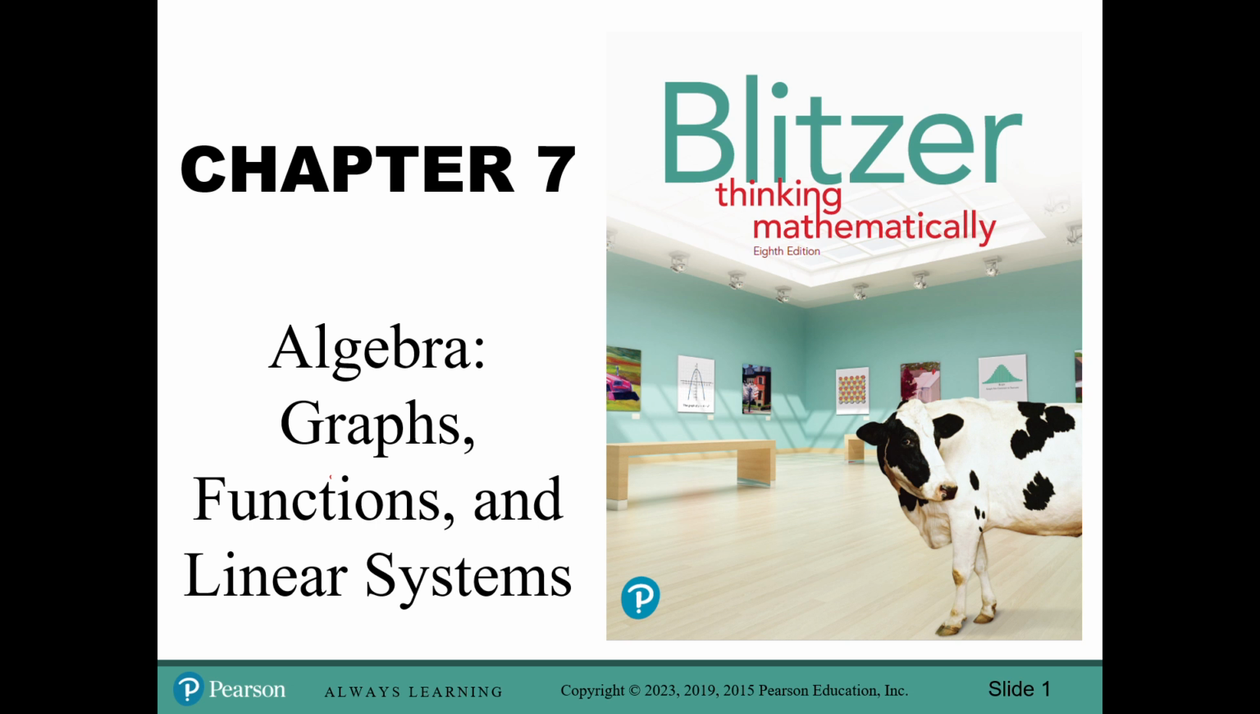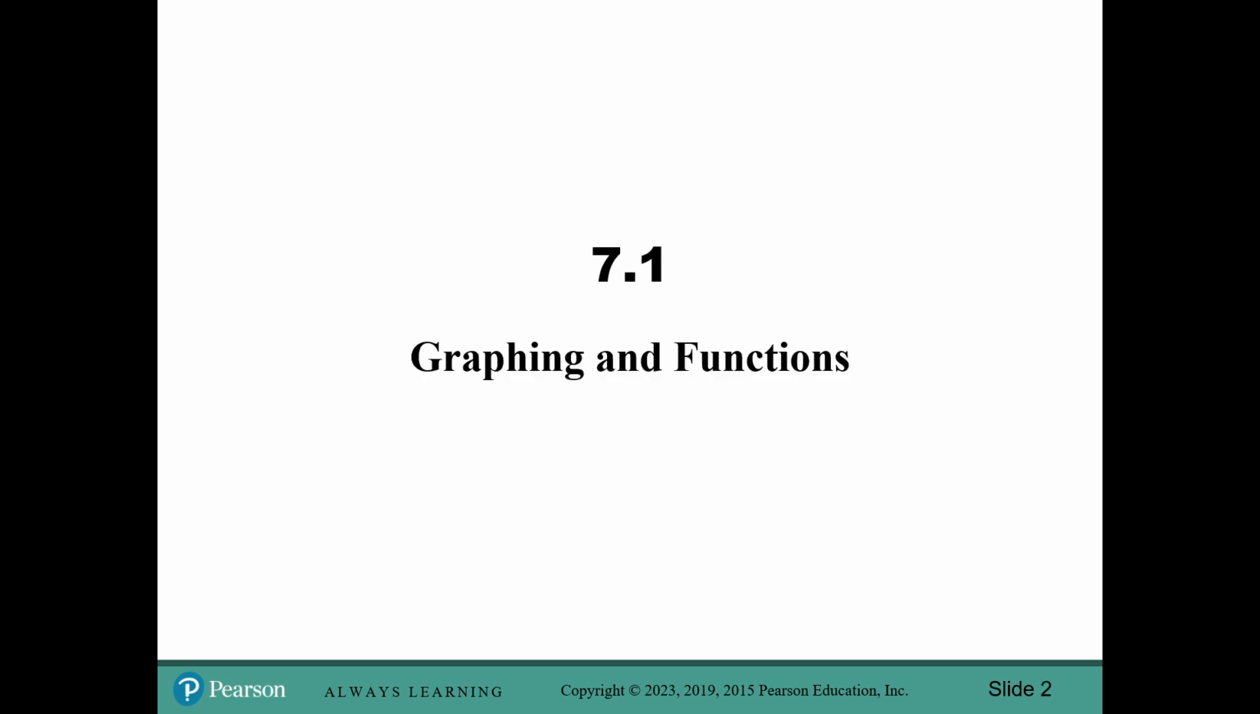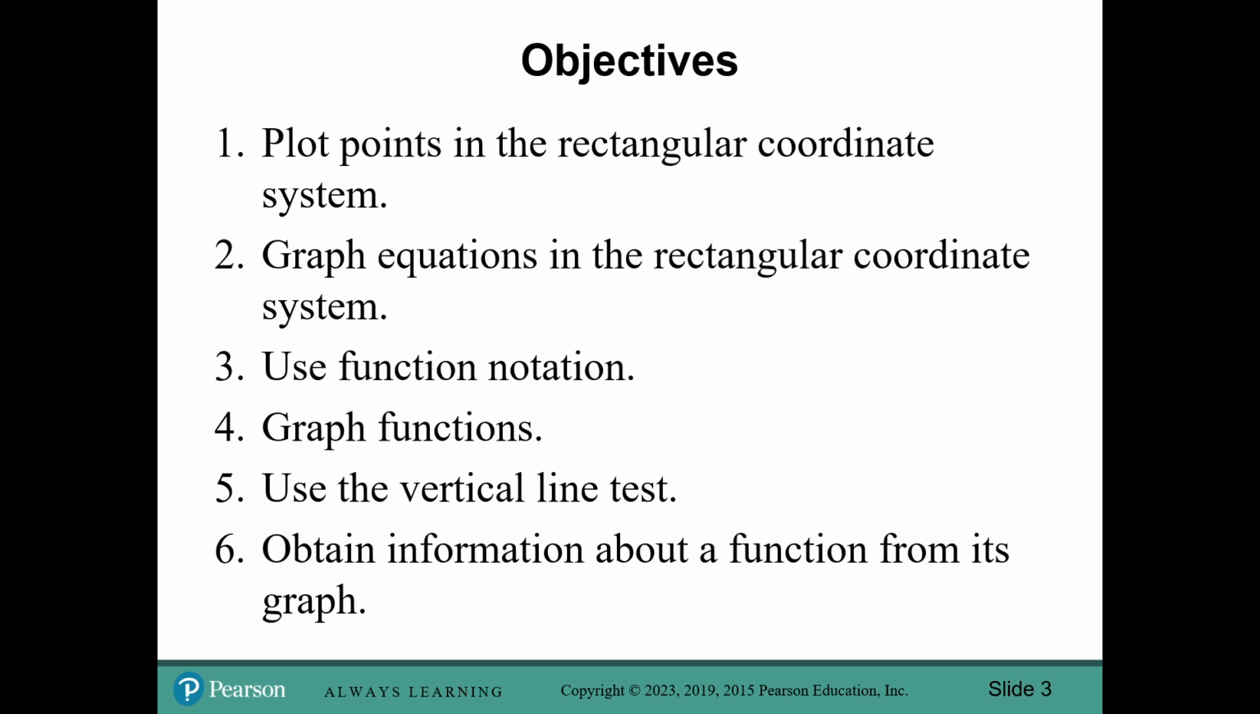Hello class, today we are starting chapter 7, Algebra, Graphs, Functions, and Linear Systems. We will be looking at chapter 7.1, Graphing and Functions. Our objectives today are to plot points in the rectangular coordinate system, graph equations in the rectangular coordinate system, use function notation, graph functions, use the vertical line test, and obtain information about a function from its graph.